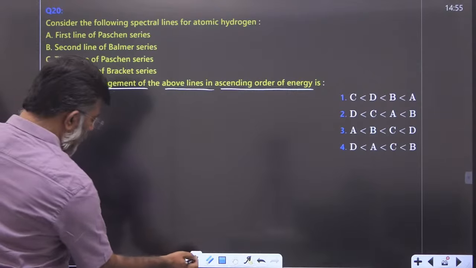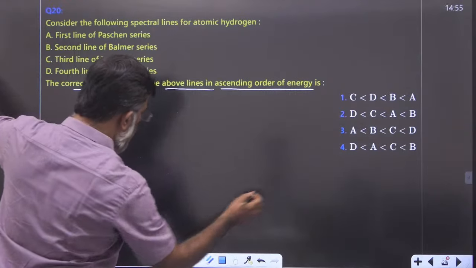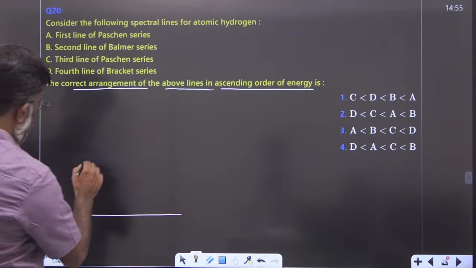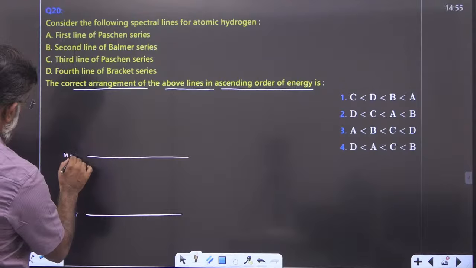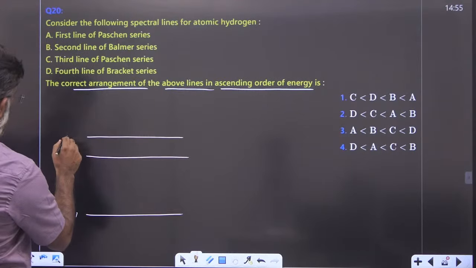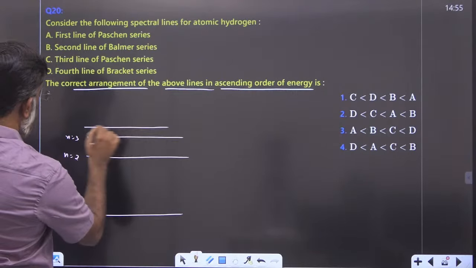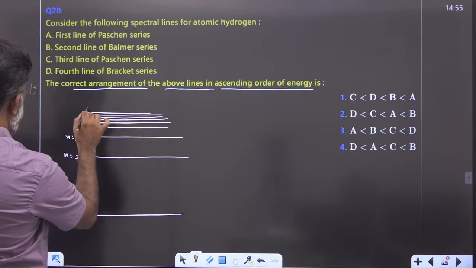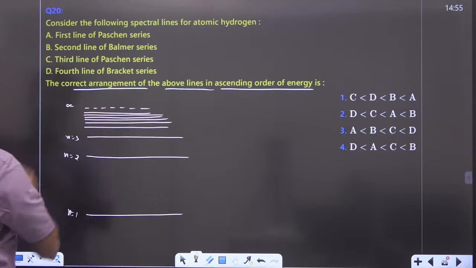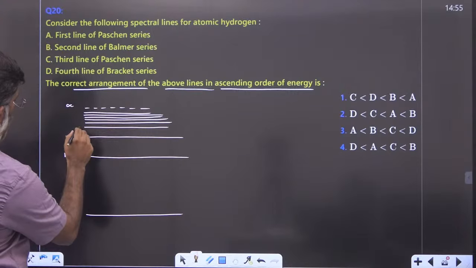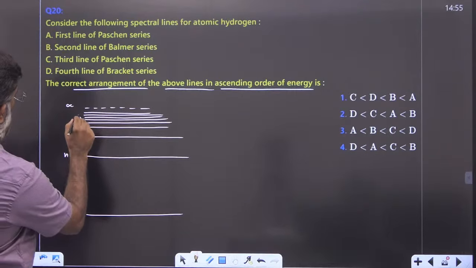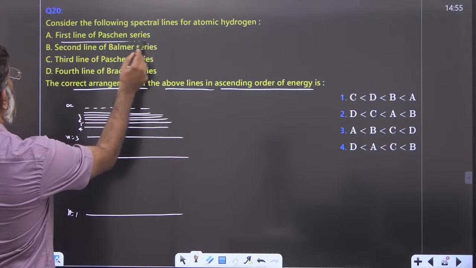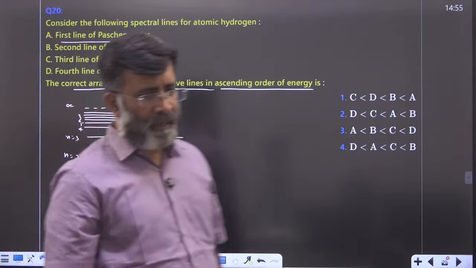Simply qualitatively, sometimes you may be able to find out qualitatively. Hope you remember the diagram. This is n equal to 1 and this is n equal to 2. This is n equal to 3, 4, 5, 6, 7, 8, like that, infinity. First one, first line of Paschen series.